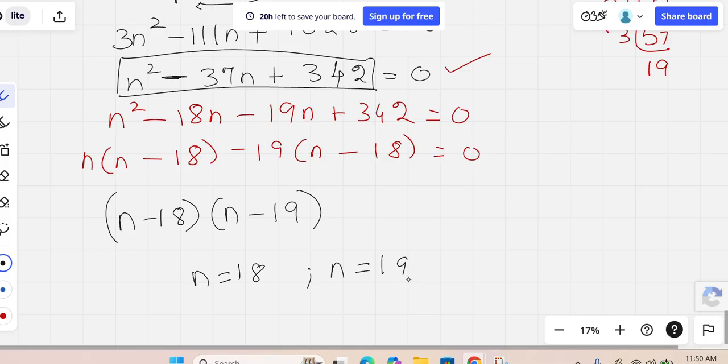Also, we have to multiply the extremes, right? Yeah, you multiply the extremes. The coefficient of n square is 1. So 1 into 342.